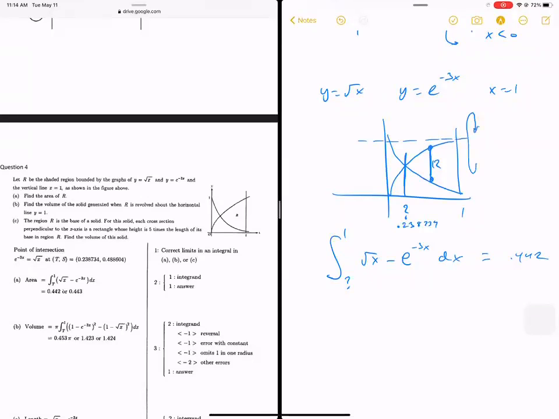Would that give you a washer or a disc if I'm rotating it up? Okay, let's rotate it along the horizontal line y is equal to 1. Hopefully you're going to tell me a washer. And our washer equation is integral of capital R squared minus little r squared dx between, and at this point, it's going to be negative 2.38 to 1.